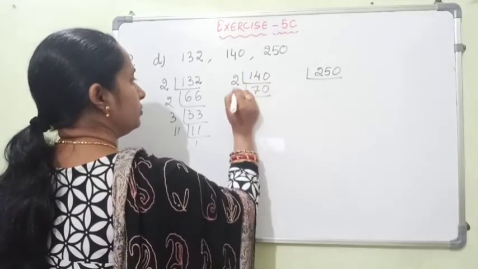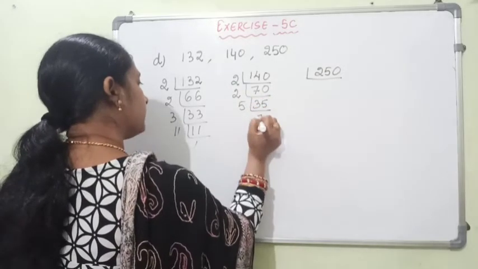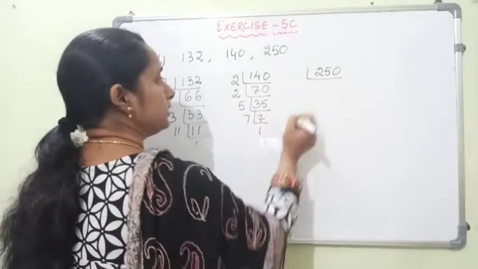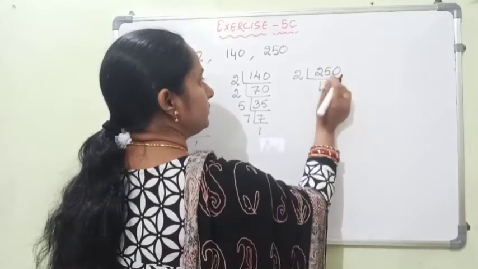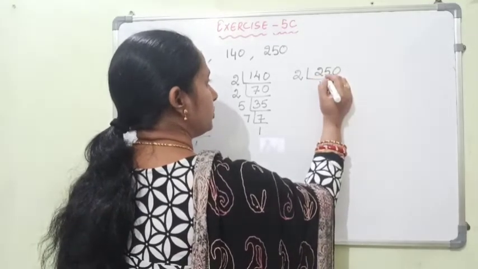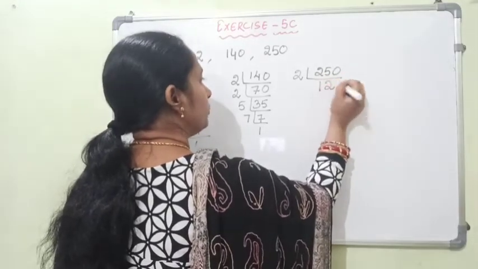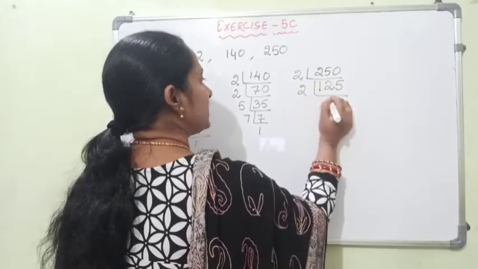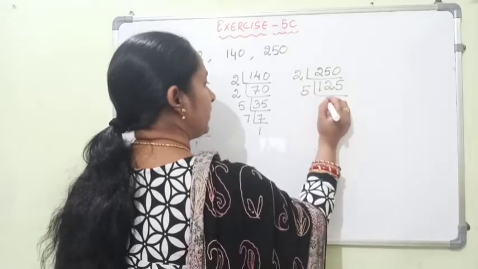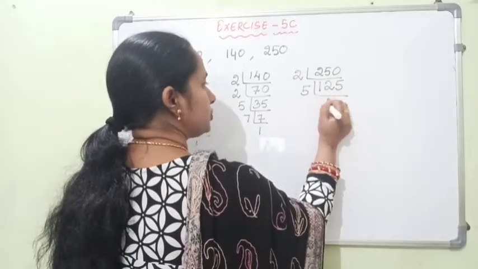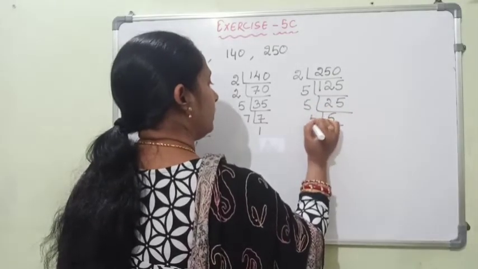2 zeros are 0. 2 3s are 6. 5 7s are 35, 7 1s are 7. Then 2 1s are 2, 2 7s are 14, isn't it? Sorry, 2 1s are 2, 2 2s are 4 and 2 5s are 10. 2 6s are 12. Can it be divisible by 2? No, it could be divisible by 5. So 5 how many times? 5 25s are 125 and 5 5s are 25 and 5 1s are 5.